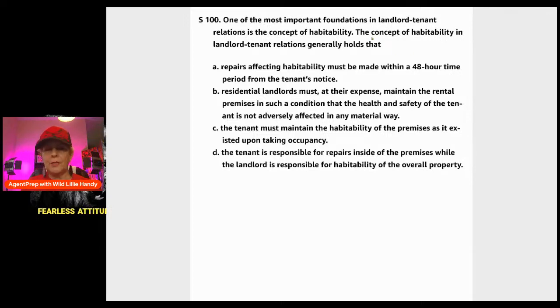Vocabulary, I keep repeating vocabulary. The concept of habitability in landlord-tenant relations generally holds that, what? A, repairs affecting habitability must be made within a 48-hour time period from the tenant's notice. B, residential landlords must, at their expense, maintain the rental premises in such a condition that the health and safety of the tenant is not adversely affected in any material way. C, the tenant must maintain the habitability of the premises as it existed upon taking occupancy. Or D, the tenant is responsible for repairs inside of the premises while the landlord is responsible for habitability of the overall property.